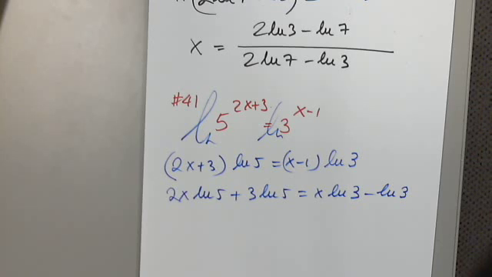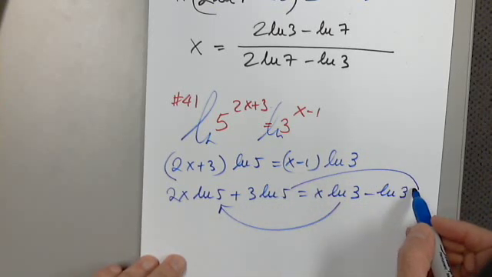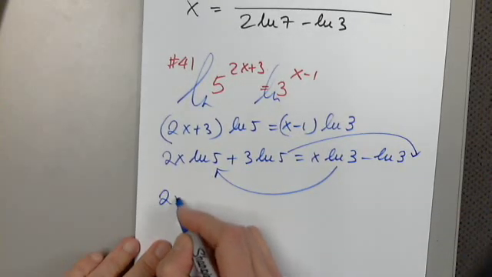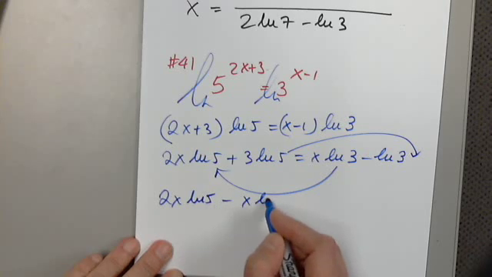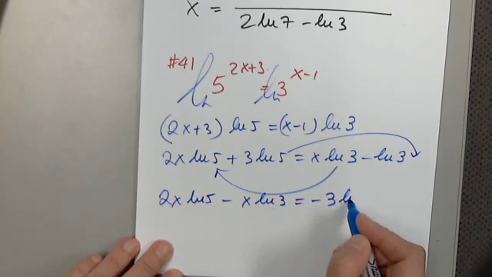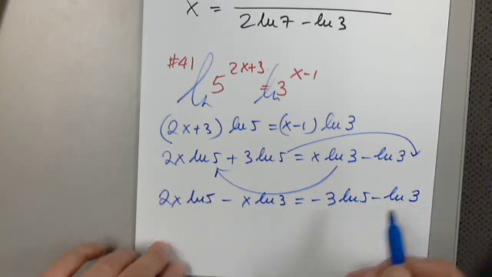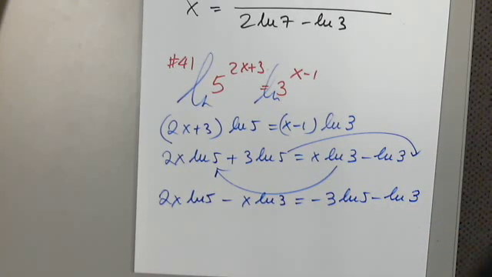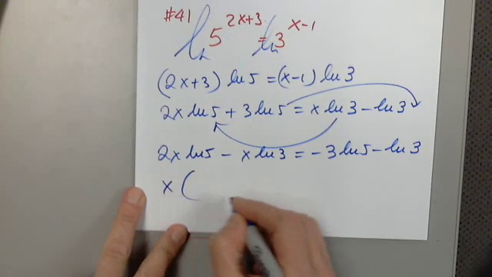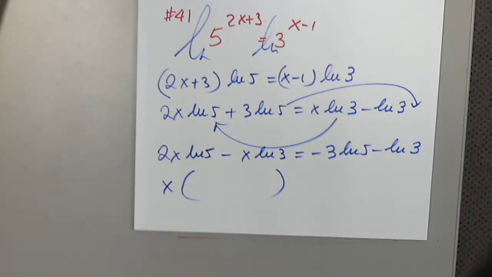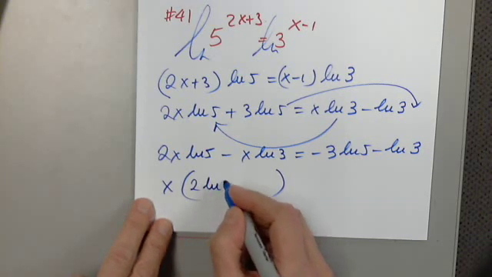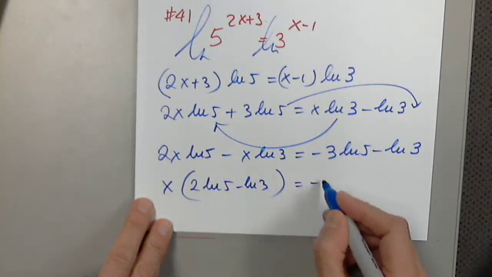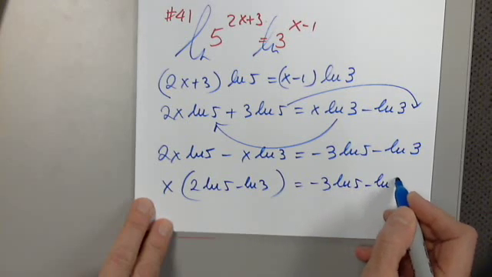Move terms with x to one side and terms without to the other. 2x natural log 5 minus x natural log 3 equals negative 3 natural log 5 minus natural log 3. Perfect. Yes, because I cannot combine like terms. Awesome. X in parentheses. What do I have in parentheses? 2 natural log 5 minus natural log 3. Awesome.